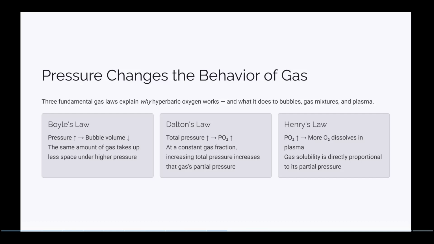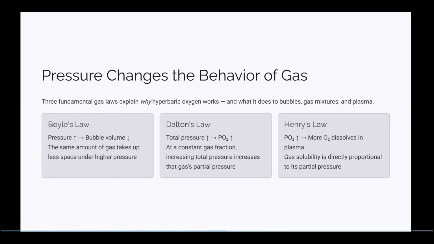Boyle's law states that as pressure rises, gas volume falls. Any gas bubble sitting inside the body gets physically smaller, right? And Dalton's law states that with the same oxygen fraction, if total pressure rises, oxygen's own partial pressure rises with it. Same principle as the alveolar equation, just applied at a much higher total pressure.